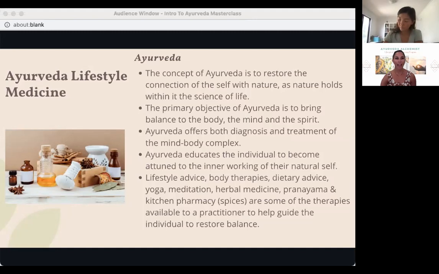So if you've ever had a consultation with an Ayurvedic practitioner, they will offer a lot of lifestyle advice, body therapies, dietary advice, maybe even some yoga meditation if they're also trained in that, pranayama, breath work to restore your mind-body balance, and herbal medicine. So herbal medicine is a big part of Ayurvedic medicine as well. But there's also kitchen herbs and spices that have great therapeutic effects and aid in healing and or restoring balance. So you can use those in your own practice at home.